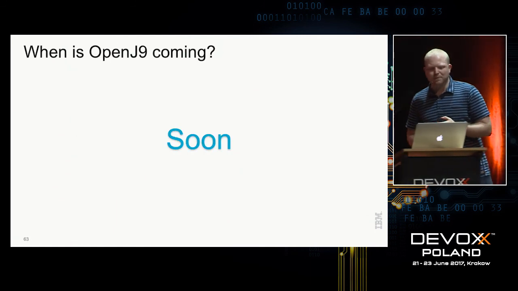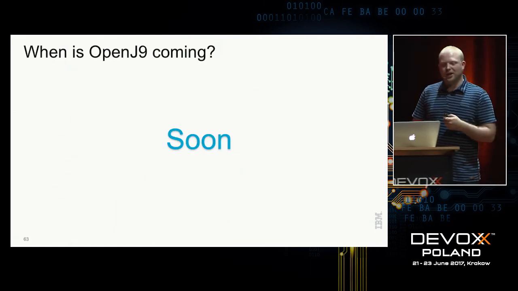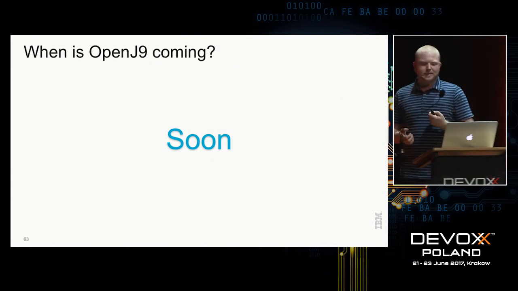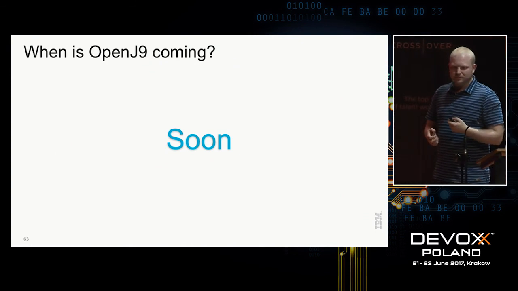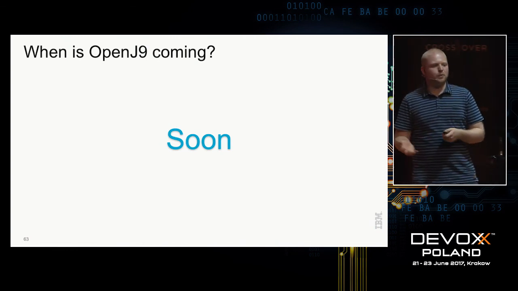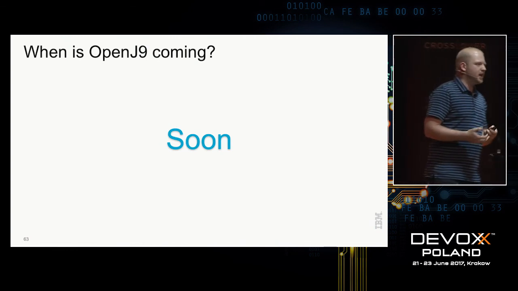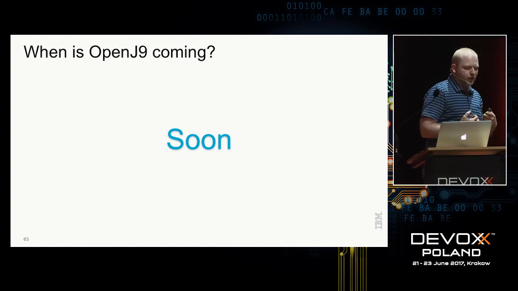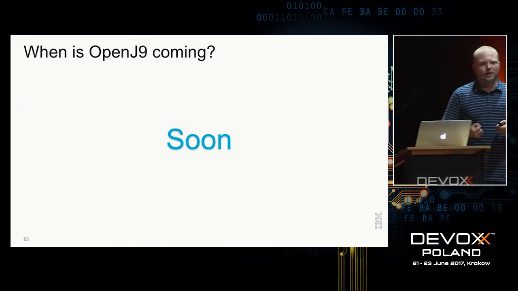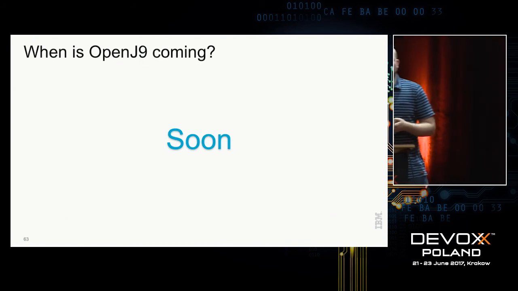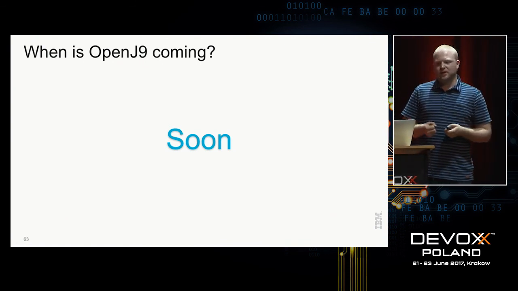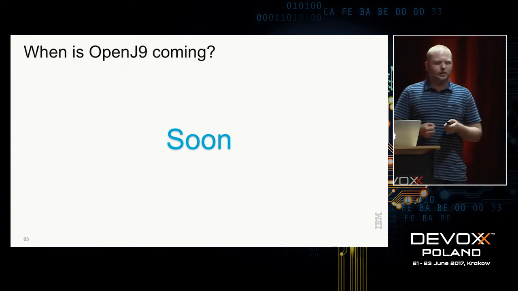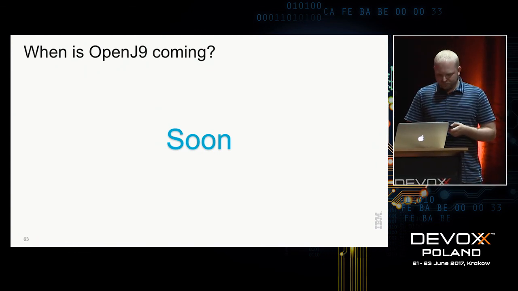And talking about rapid, when is OpenJ9 actually going to come? And the answer is soon. We are working on this in parallel with implementing Java 9 and all the other things we have going on. But the goal was to have it out with Java 9. The Java 9 schedule has shifted a bit, so that might mean that OpenJ9 is going to come out a little bit earlier than Java 9.